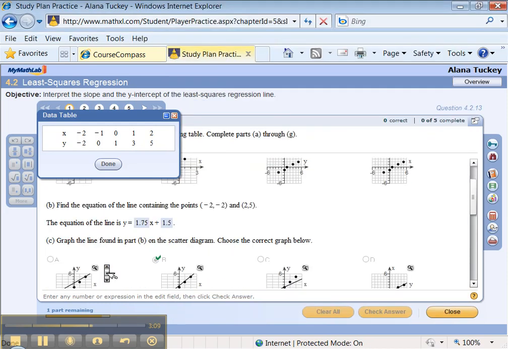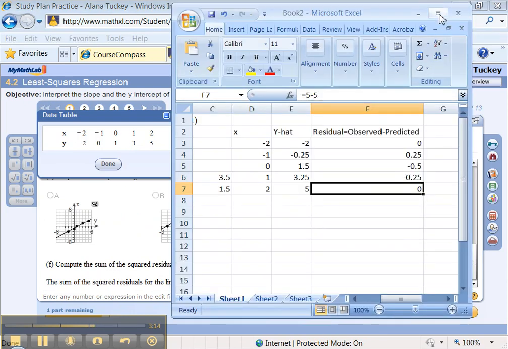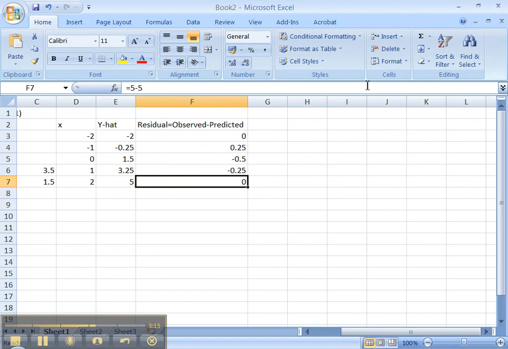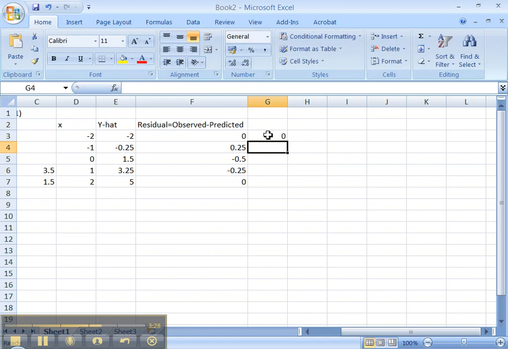That's what it's asking us for down here. So what you're going to have to do is square each one of these. Well, how do you do that? You take this number and you square it. The caret button is above your 6, so shift 6 and then 2 and then press enter. That's squared 0. 0 squared is 0. I can drag it down and it'll square all of them. So these are the squared residuals.